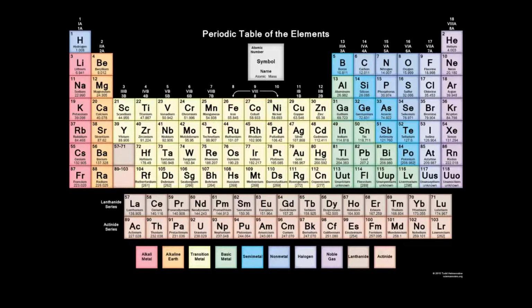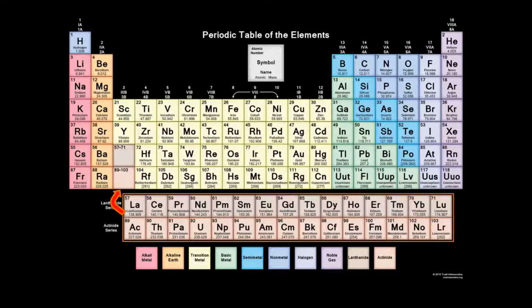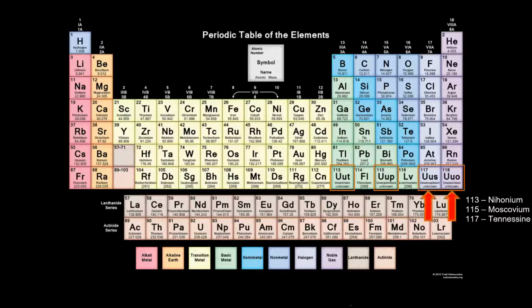So most tables remove a section from these rows and include it below the rest of the table as shown here. In fact, the 7th row was just completed in December 2015 with recently discovered elements. The names chosen for them are nihonium, moscovium, tennessine, and oganesson. These should be approved by November 2016, but it'll be a while before standard tables are updated.